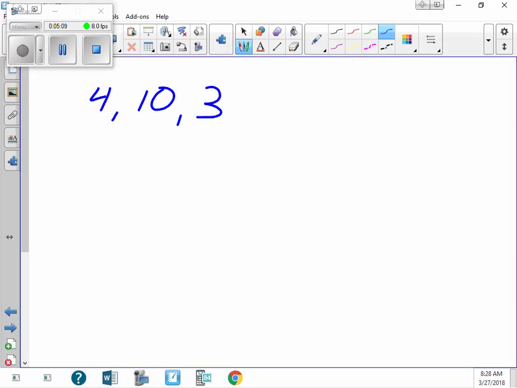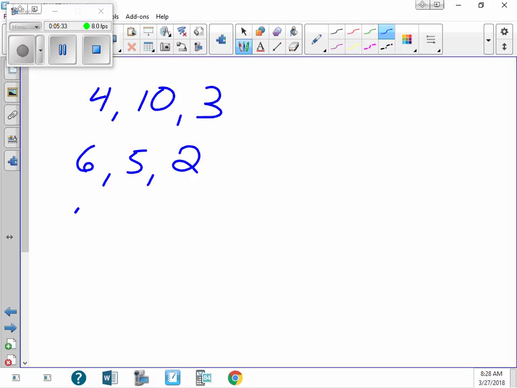Okay. What about this? 6, 5, and 2. Does that create a triangle? So which two sides do I need to check? I need to check the 5 plus 2. Is 5 plus 2 bigger than 6? Yes, so that creates a triangle.